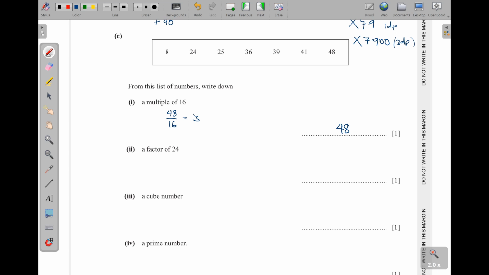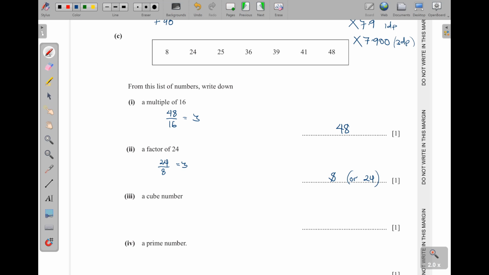Then a factor of 24. A factor is that number that divides another number. Okay, so which of these numbers will divide 24? So we have 24 divided by 8. That one gives us 3. That means the answer here can be 8. By the way, I can also write 24, because each number is a factor of itself, because 1 times that number, you get that number. Just like 1 is a factor of every number.